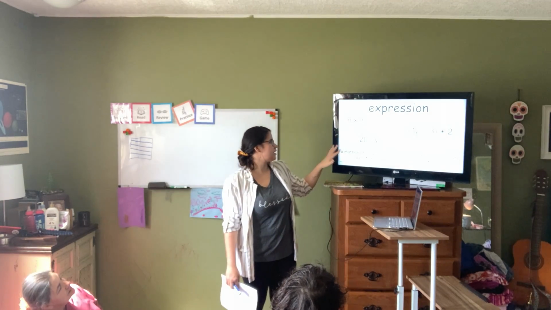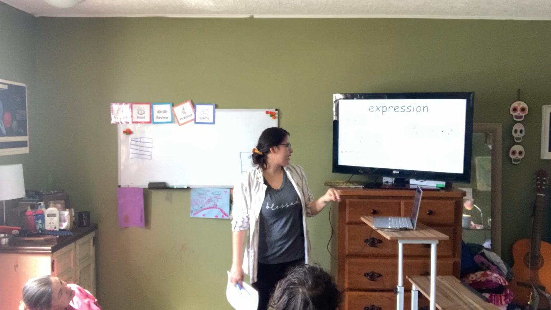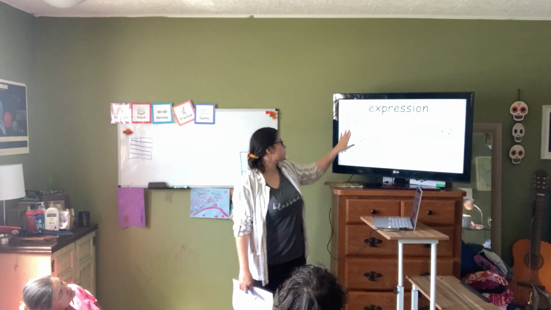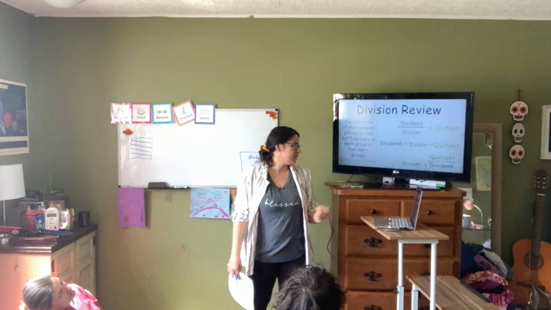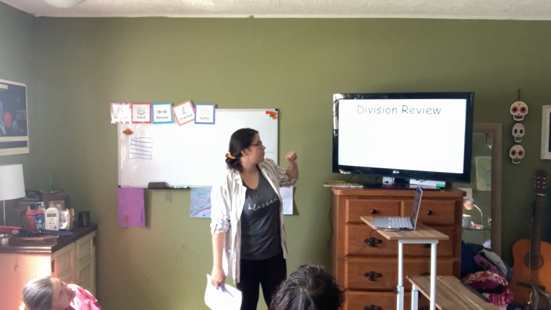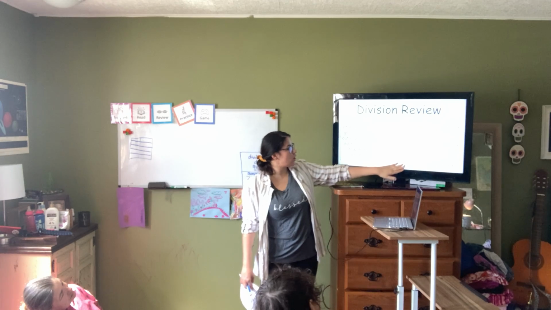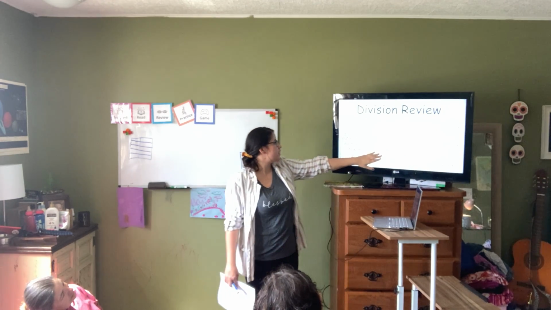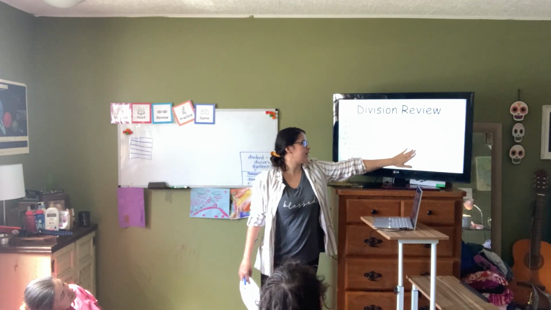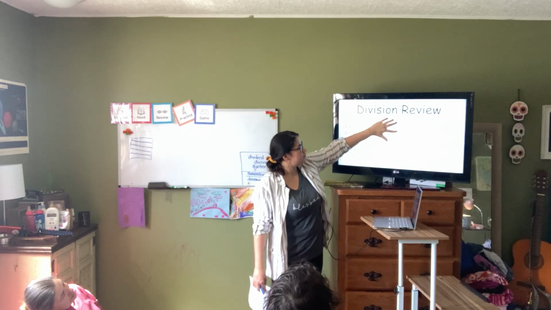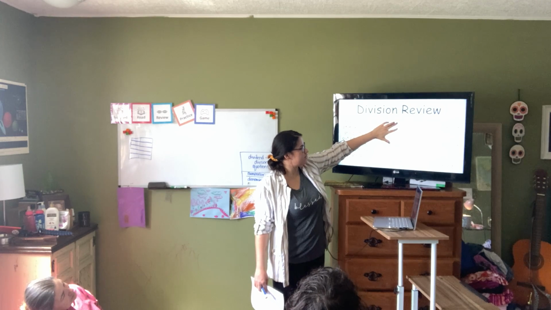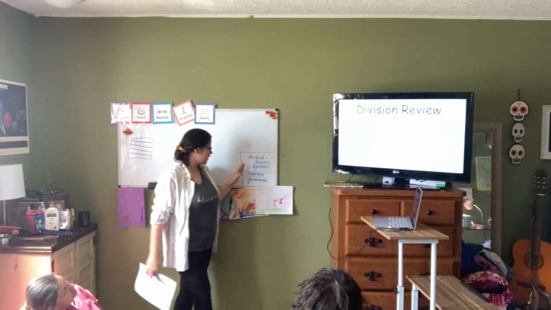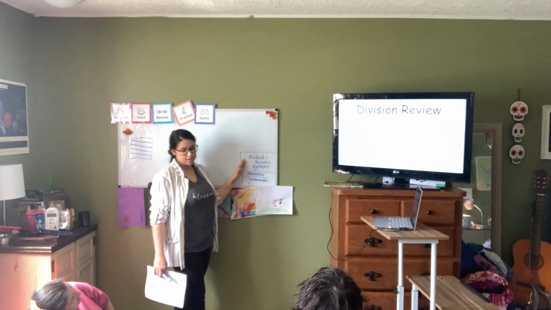Okay, an expression is just a mathematical phrase made up of numbers and operational symbols. So 6 times 9 would be an expression. And then division review. We need to make sure that we're saying quotient, which is the answer to a division problem, the dividend, and the divisor. Notice that it's set up like a fraction, dividend over divisor. So I wrote those here. I want you to try to use these when we're talking today.